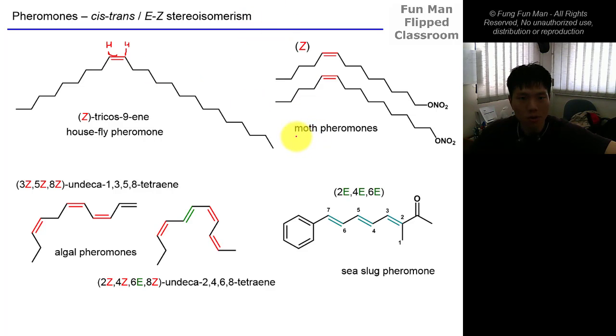On the right side, you have more pheromones. Very common with double bond here. And they're mostly Z isomer. Bottom, algal pheromones from algae. Okay, the right hand side, C star pheromones. This is a bit rare because they're all E.